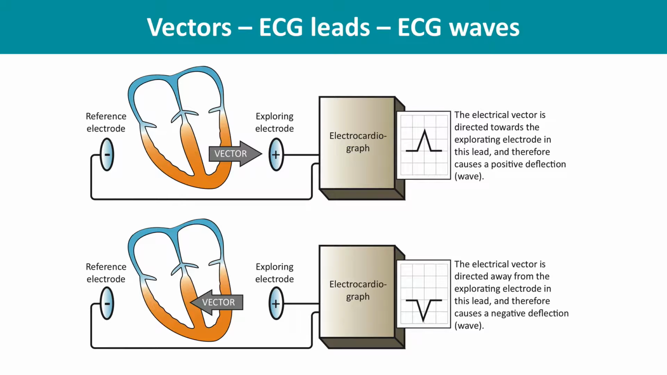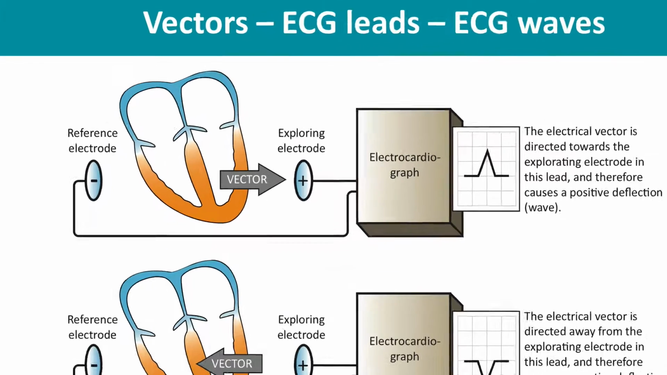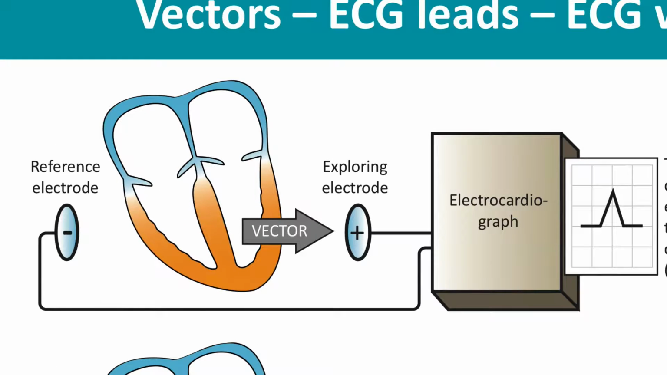Now, in many ECG books and discussions elsewhere, it is often stated that in any ECG lead, the heart is observed from the angle of the exploring electrode. So, for example, in this lead, the heart would be viewed from its left aspect. That is, the heart would be viewed from this angle.